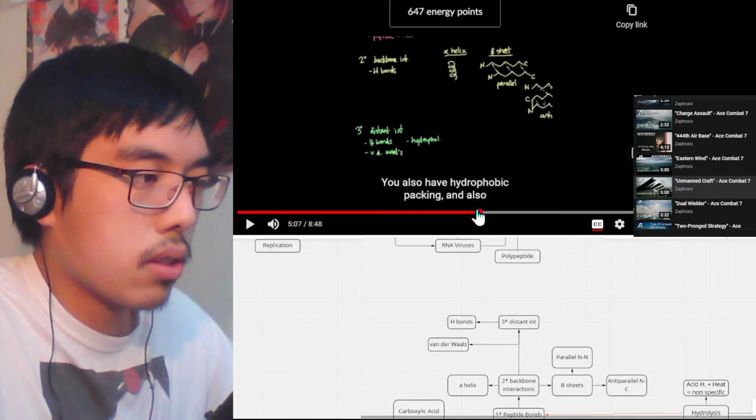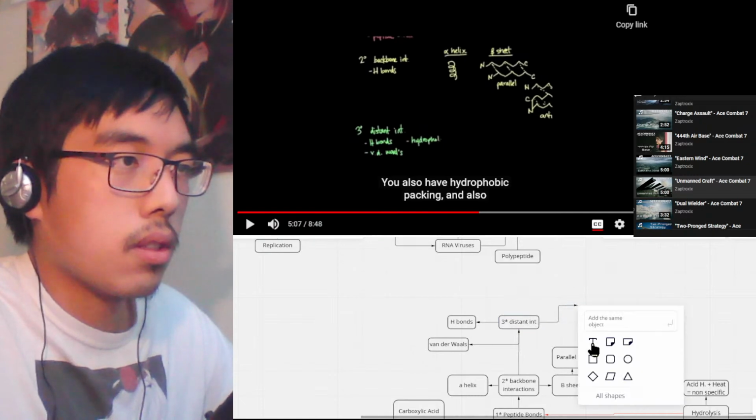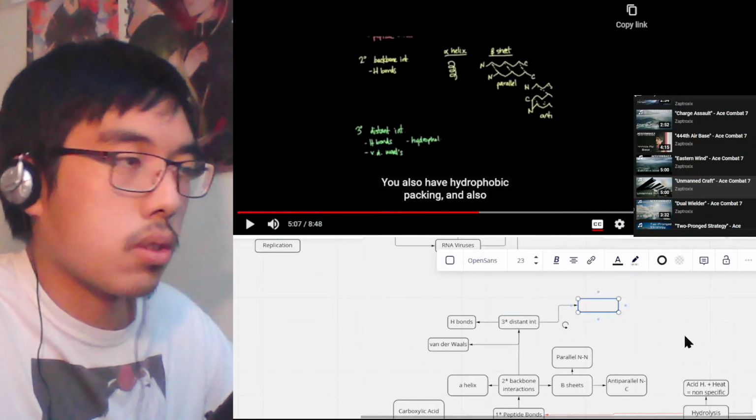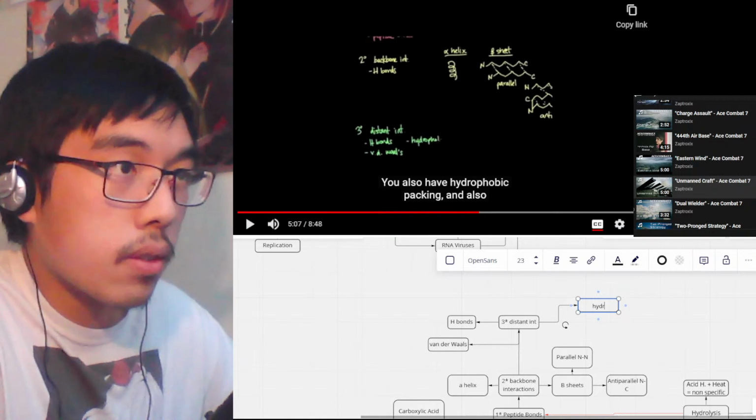Now the important part. Hydrophobic packing. That's the name that the scientists use, not clumping. I personally remember it as such.